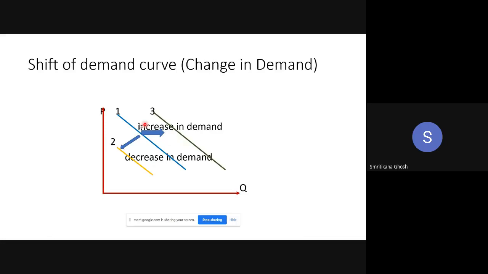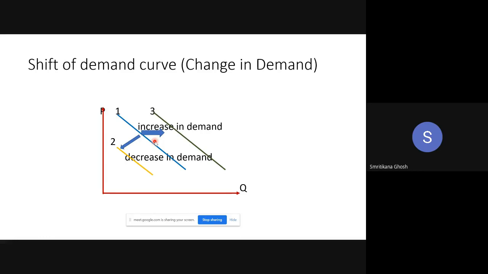If you are moving along the blue demand curve, along the green demand curve, or along this yellow demand curve, this is called change in quantity demanded. But when you are moving from the blue demand curve to green or from blue to yellow, this is called change in demand. You have shifted your demand curve. Shifting of the demand curve is called change in demand. Movement along the demand curve is called change in quantity demanded. So this is the difference.